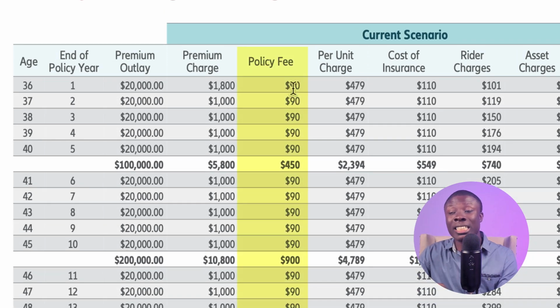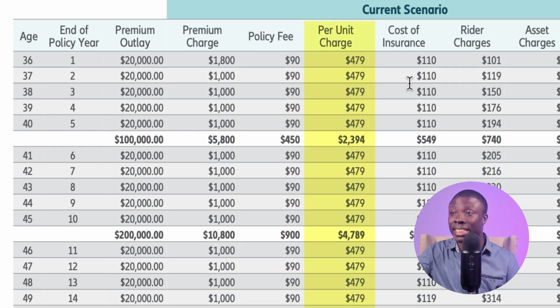The next is the policy fee. It's a fixed fee, $90 a year for the life of the policy. It covers paperwork, insurance company has to mail you something, anything related to documentation or all that sort of stuff. That is what the policy fee covers.